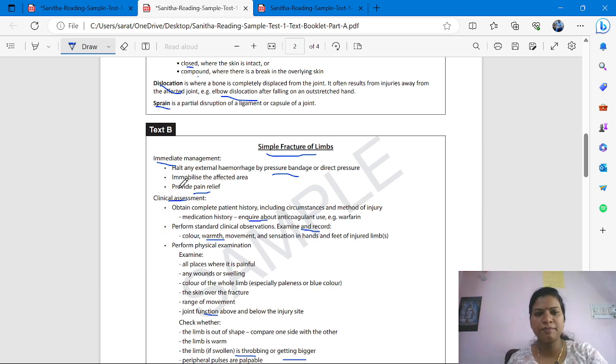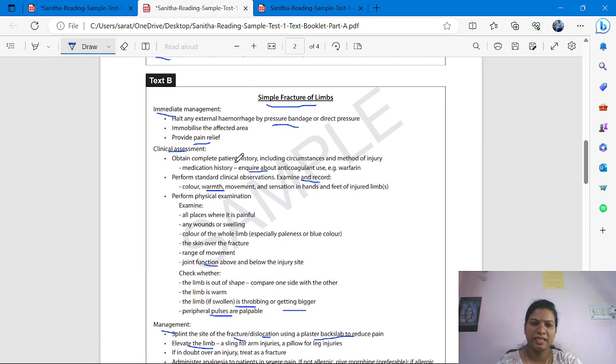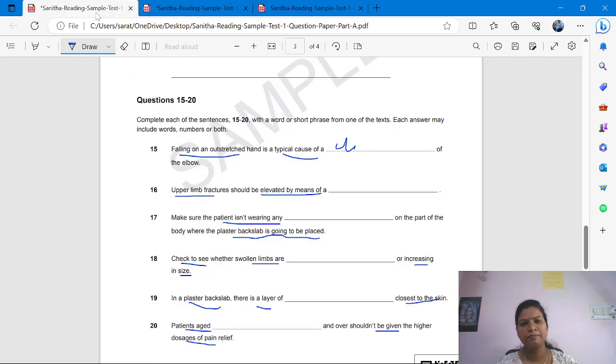Here they are saying immediate management, clinical assessment. Clinical assessment, what are the things here? Here the question is, if there is an upper limb fracture, it should be elevated. What we have to do? If there is an upper limb fracture, it should be elevated by means of a ___. That is the question. Okay.